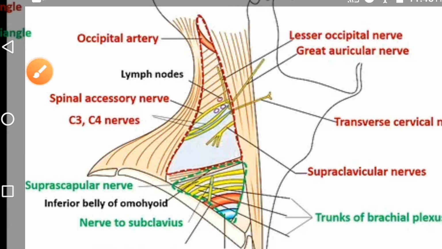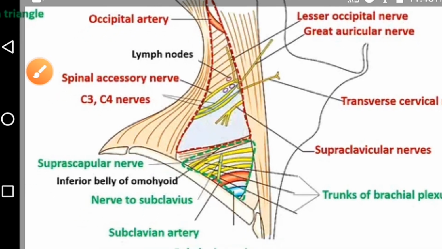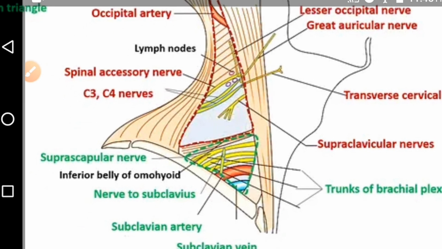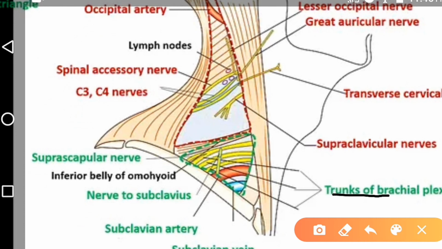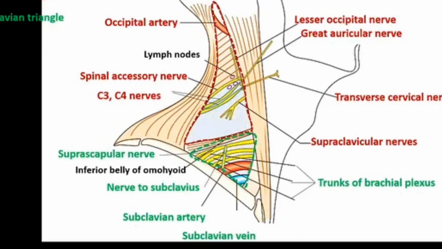And the nerves present in the supraclavicular triangle are the three trunks of brachial plexus here. So these are the three trunks of brachial plexus. And also there is a nerve to serratus anterior, which is not being shown here. And there is a nerve to subclavius, as in here. And also there is the suprascapular nerve, so it's in here.